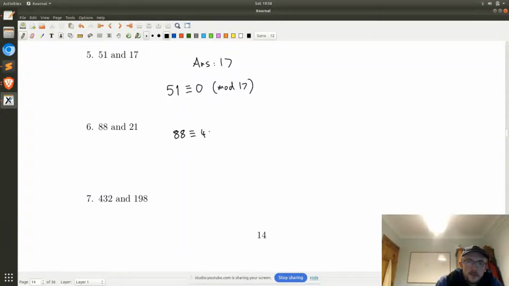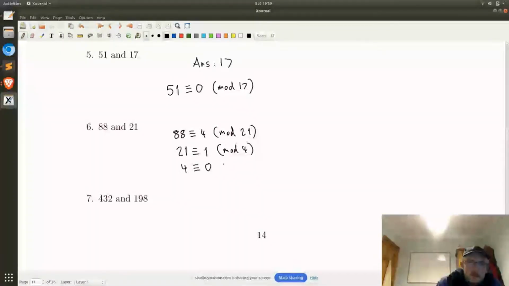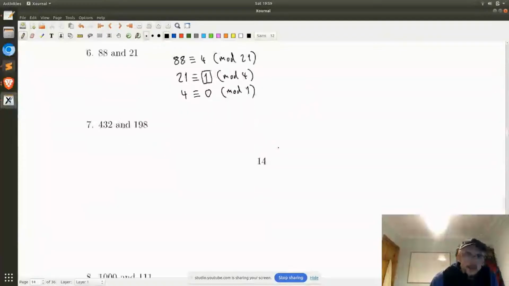88 is congruent to 4 modulo 21. 21 is congruent to 1 modulo 4. And of course, 4 is congruent to 0 modulo 1. So the GCD of 88 and 21 is just simply 1. They are co-prime. Yes, that's what this implies. That's fine.